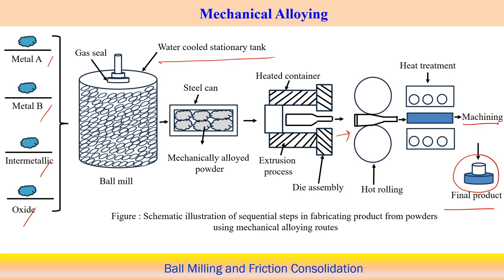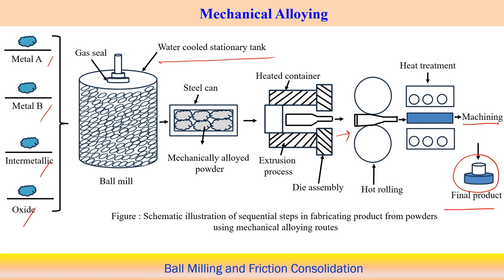In these cases, we don't need a specific alloy composition available in the form of a billet. Here we start the process from the initial phase in the form of a powder, and then we mix different powders. Of course, you need to follow a certain ratio, so some metallurgical compatibility should be maintained when mixing the different powders.